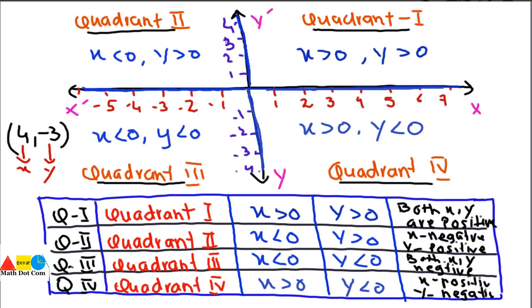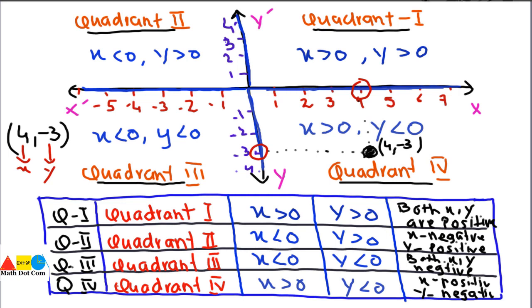So 4 and -3. 4 is the x, this is the value of 4 and -3 is this. So we can say that the required point is here. So this is the point where we have 4 and -3, that is in the fourth quadrant.